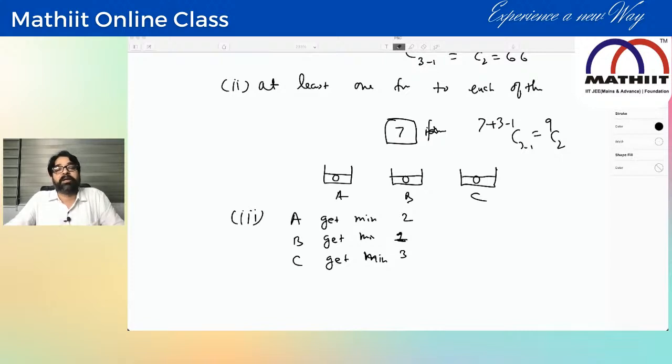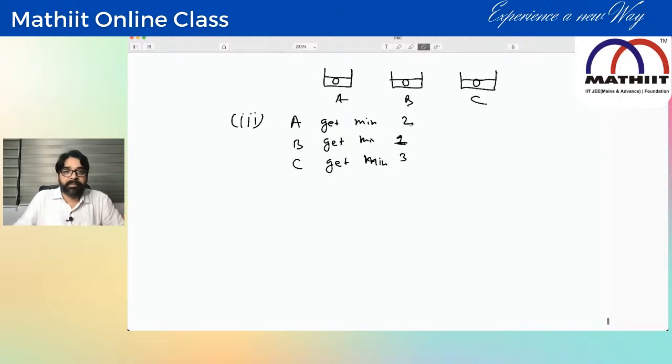Answer very quickly, very simple question. No mistake. Calculation should be correct. A should get minimum 2, B should get minimum 1, C should get minimum 3. I hope you understood. It's very simple now.